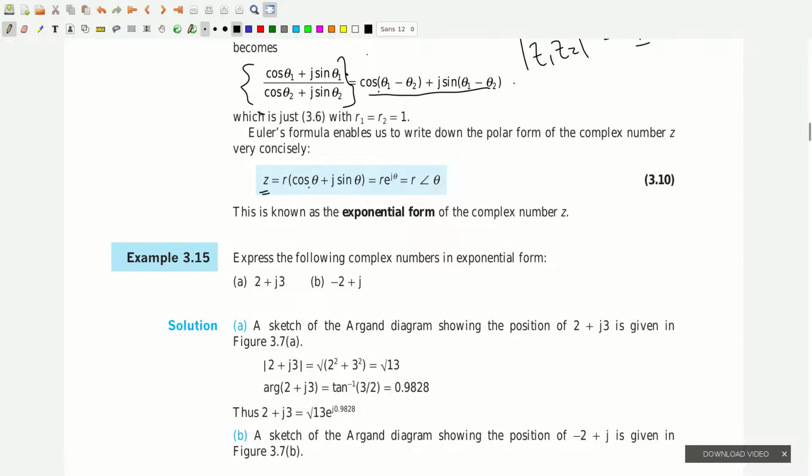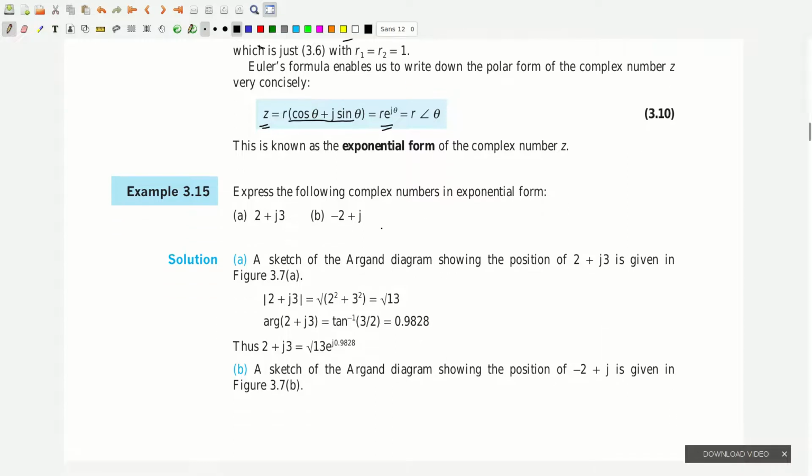So we have our complex number, and then we have its polar form, and then we use Euler's formula and write it in the exponential form here, r e to the j theta. So when they ask us to express the following numbers in exponential form, all you need to do is get the r and then get the theta.